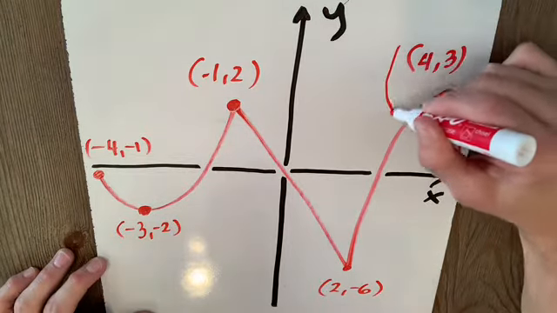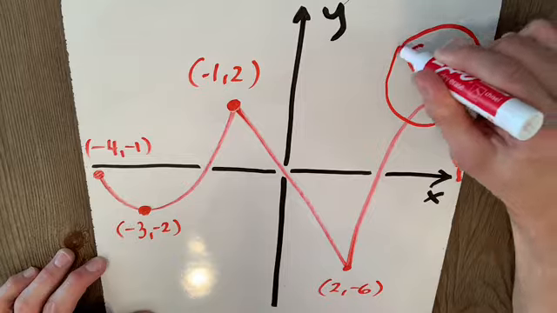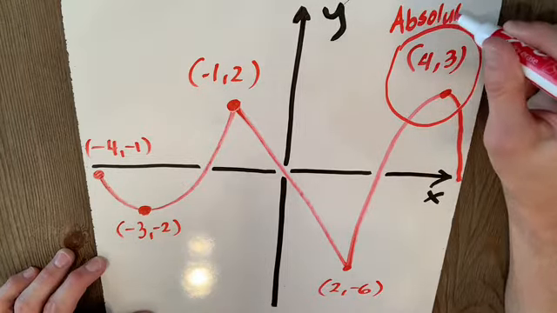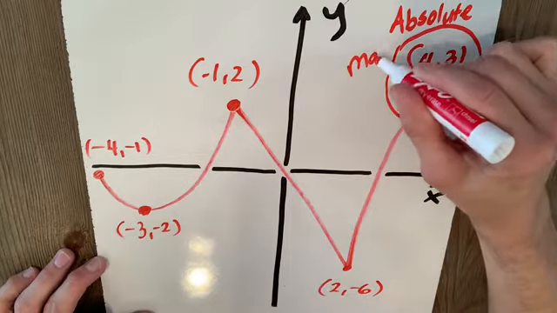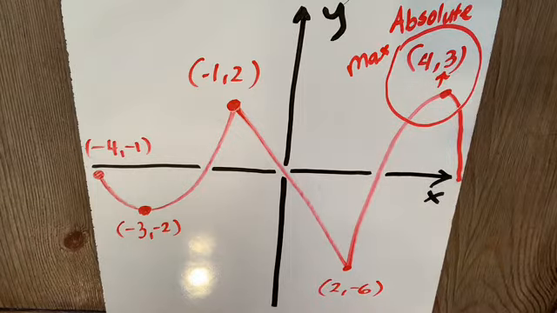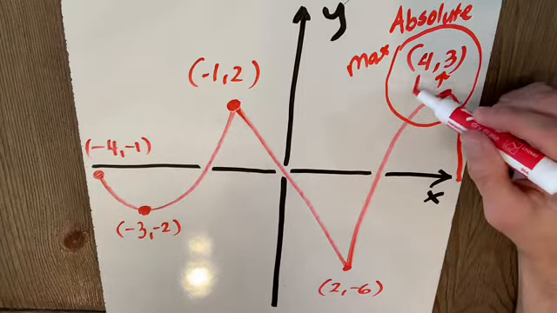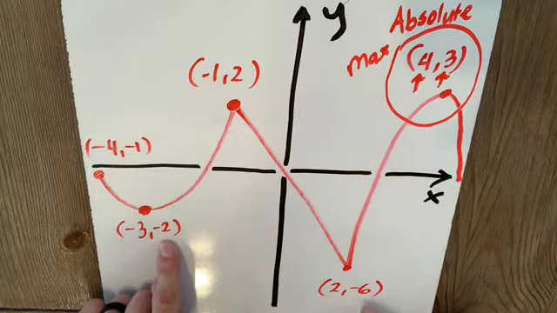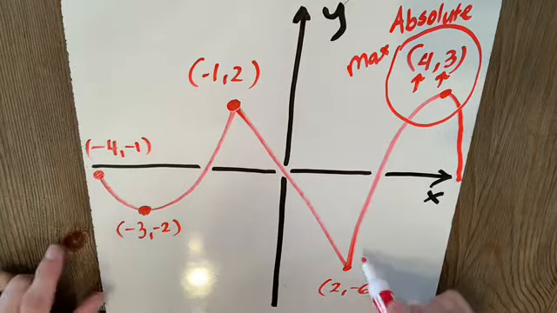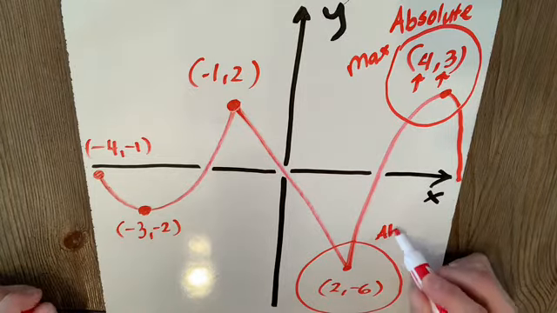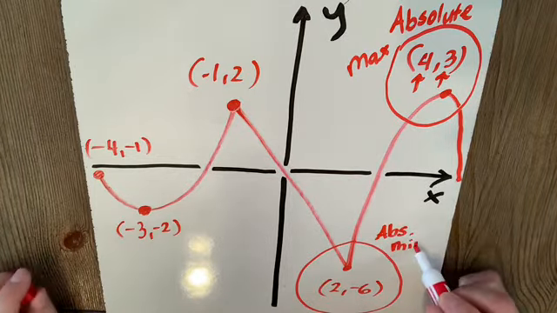So right here, I would say this is what we would call the absolute maximum value. And what is the maximum value? It's the function value, the y value 3. Where does it occur? When x is equal to 4. What is the absolute minimum value? I'm comparing the function values, -6 and -2. Those are the candidates, and this one is lower. So we'd say this is the absolute minimum value.